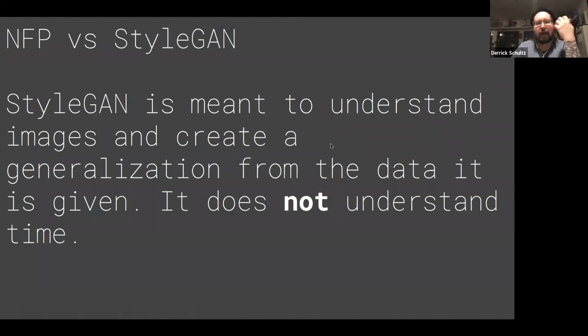So StyleGAN, again, all these things get broken up into individual frames, and it tries to memorize certain parts of the frames. So StyleGAN understands the images and a generalization of the data it's given, right? So it understands all of the structures that you're giving it, but it doesn't understand time. It has no concept of this frame goes before this frame goes before this frame.